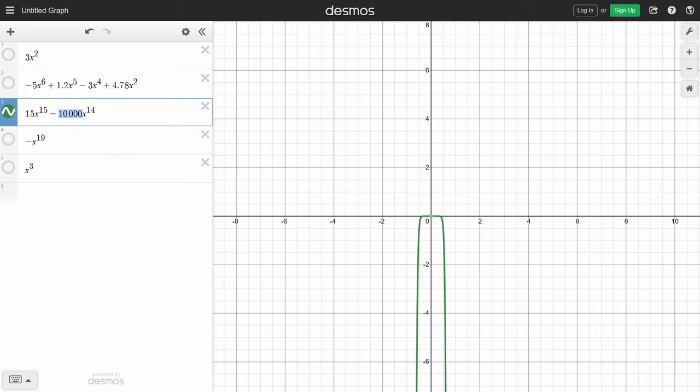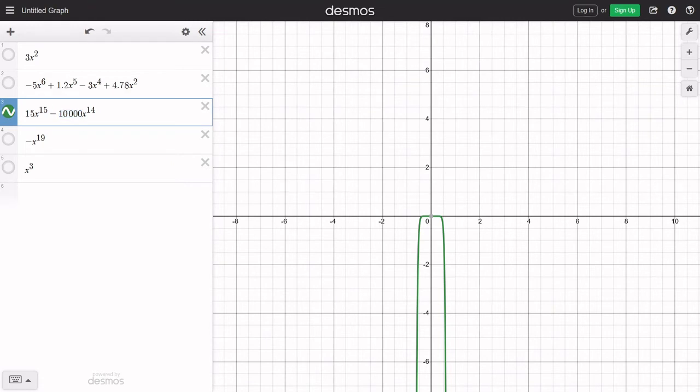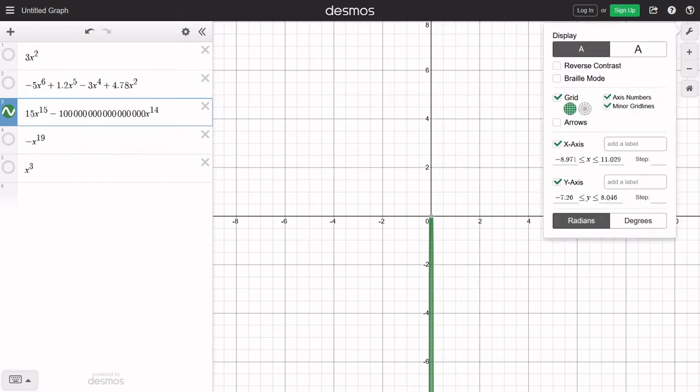However, the leading term, the degree of the polynomial, the biggest power, will always dominate no matter what. I could add as many zeros as I want. Eventually, the first term here, the 15x to the 15, will dominate. At some point it will, and all we have to do is find that point.